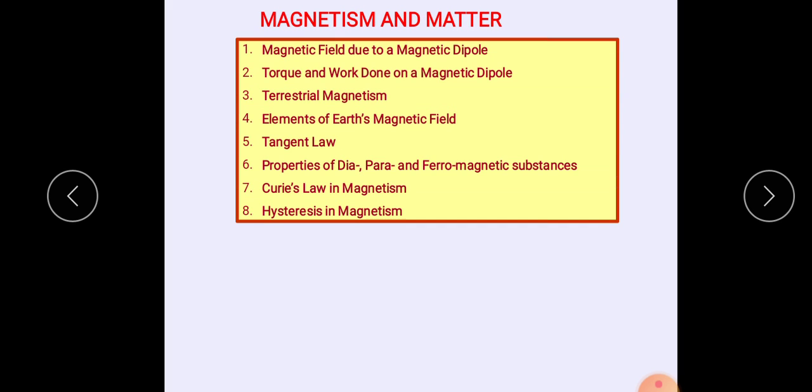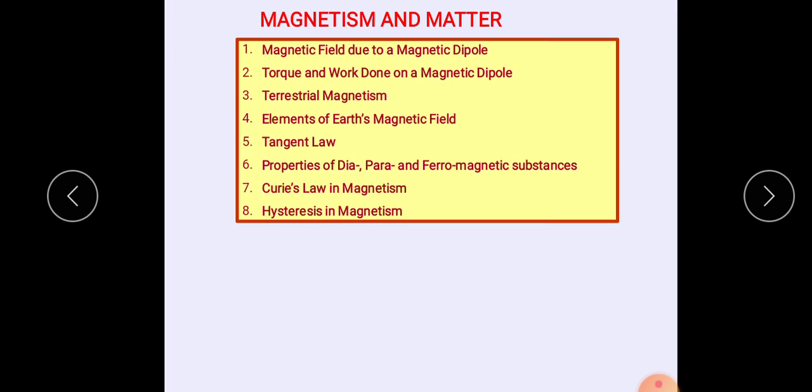Good morning, dear students. In this lecture, we will continue the remaining portion of magnetism and matter. And in this lecture, we have to discuss these topics: magnetic field due to a magnetic dipole, torque and work done on a magnetic dipole, terrestrial magnetism, that is Earth's magnetism, elements of Earth's magnetic field, tangent law of magnetism, and properties of dia, para and ferromagnetic substances.